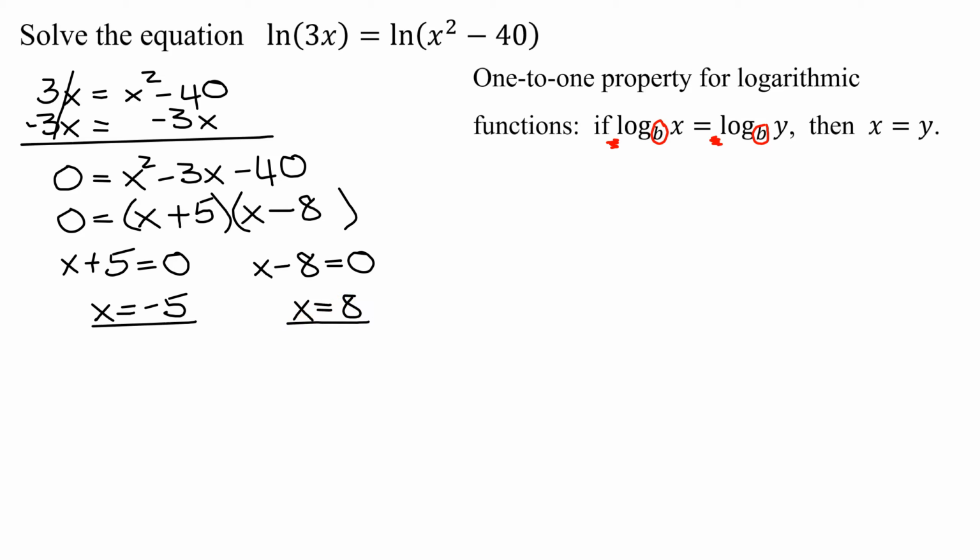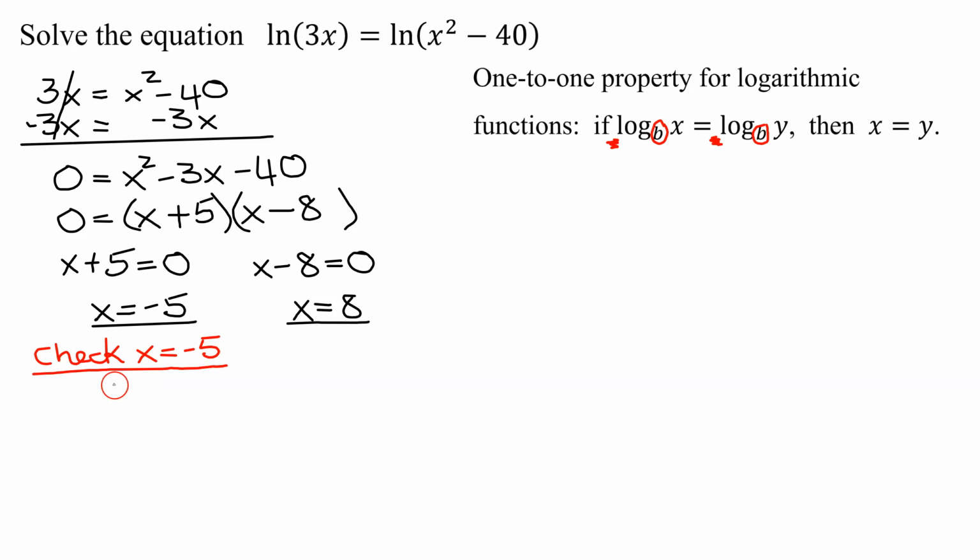But remember, we're not done yet. We started off with logarithms in our original equation, so we must check for extraneous solutions. So let's check our first answer of x equals negative 5. And when we check logarithmic equations, all we need to do is make sure the arguments of each of the logs is a positive number.